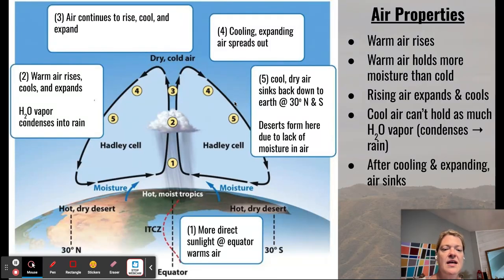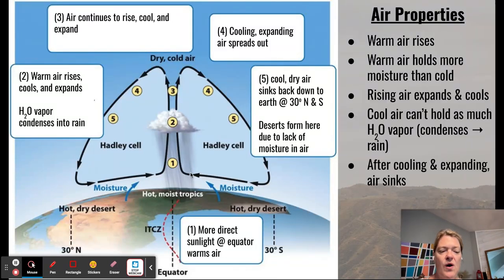It sinks back down until it sinks at 30 degrees south and 30 degrees north latitude. And because a lot of that precipitation has fallen at the equator and the moist air stays there, we end up with very dry conditions at 30 degrees north and 30 degrees south. This is an important concept to know.